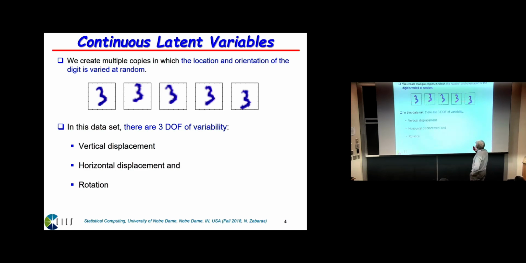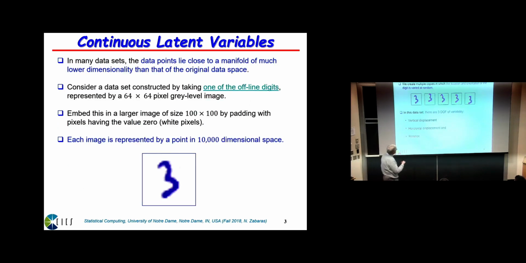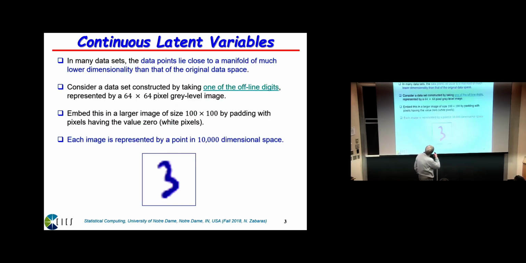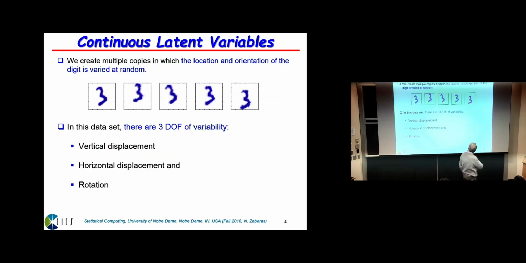So if I give you a huge data set consisting of this digit 3 that varies by rotation and translation, and I ask you, what is the intrinsic dimensionality of this data set? Some of you will say it's 10,000. Some will say, no, it's only 3, because all of these images differ by horizontal and vertical displacement, and rotation. So this is, of course, a very easy case, and you can guess that the intrinsic dimensionality is 3.